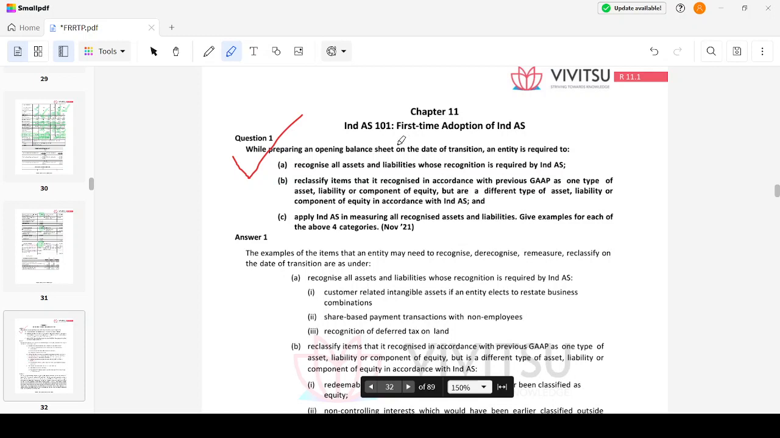While preparing the opening balance sheet on the date of transition, an entity is required to recognize all assets and liabilities whose recognition is required by Ind AS, reclassify the items that were recognized in accordance with previous GAAP as one type of asset or liability but are a different type in accordance with Ind AS, and apply Ind AS in measuring all recognized assets and liabilities. Give examples for each of the above 4 categories. See, this is quite an important theory question. This covers the scope of the entire standard.